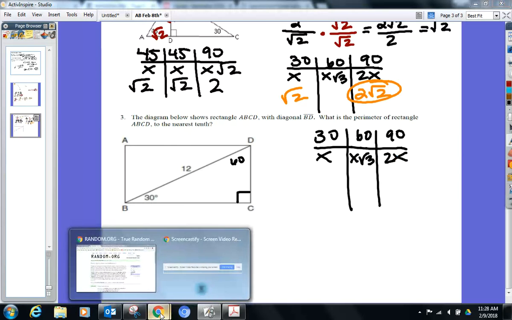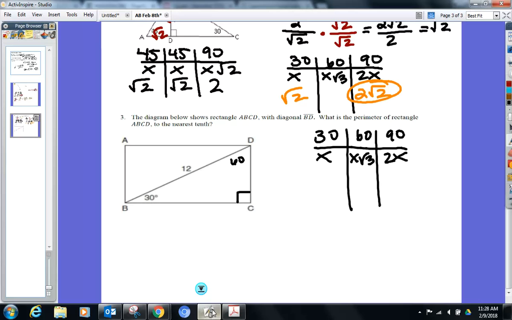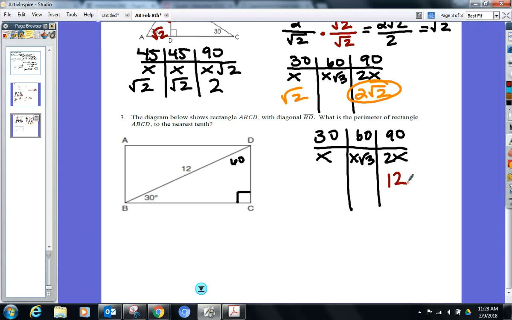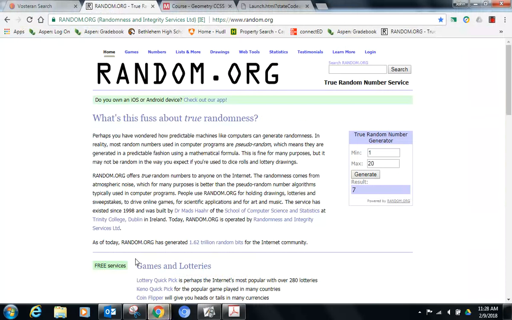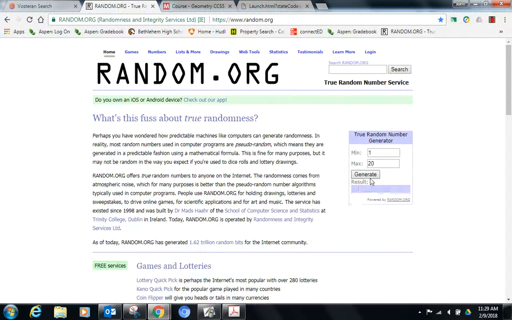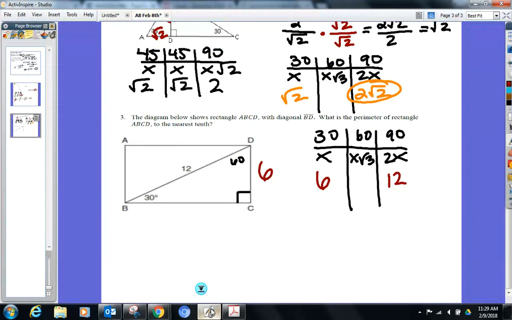What side do you know? Across from 90 is 12. Yep. Can you help fill in the rest of the chart? Going backwards now. If 12 was the side across from 90, what was the side across from 30 then? 6 divided by 2, so the side across from 30 was 6. And what about the side across from 60 then? 6 radical 3 is across from the 60.